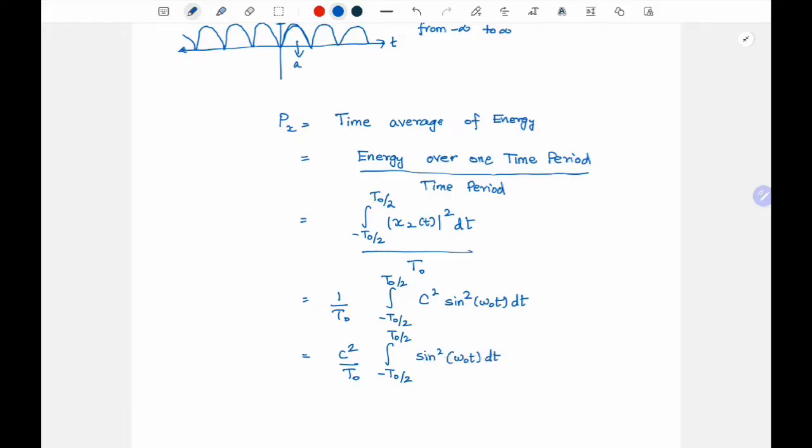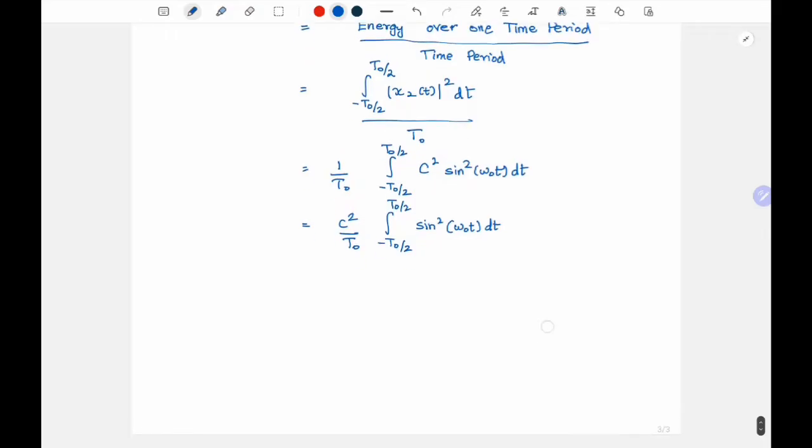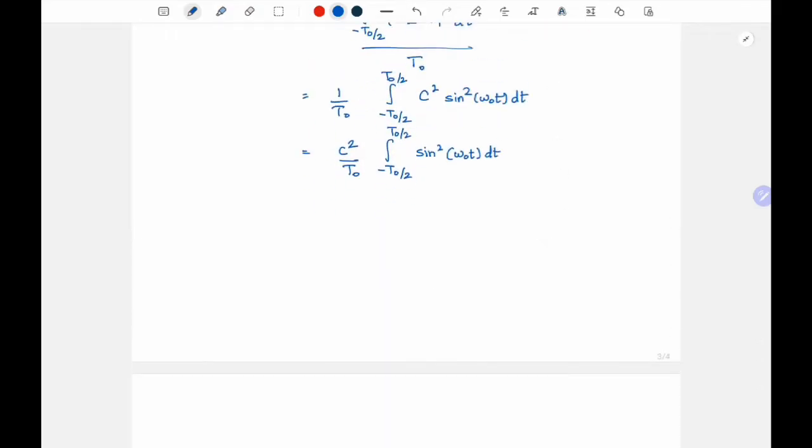So integrating sine square is not difficult for us, right? We have cos 2x is nothing but 1 minus 2 sine square x. So sine square x will be 1 minus cos 2x by 2, right? So then what will we have here? c square by t naught integral from minus t naught by 2 to t naught by 2 of 1 minus cos 2 omega naught t by 2 into dt.